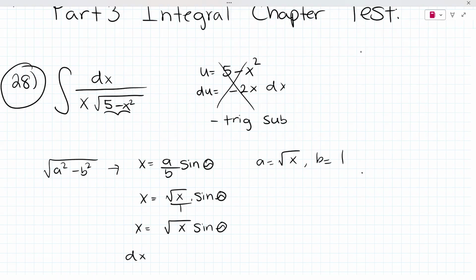And then my dx is going to be, what's the derivative of this? Oops, I made a mistake. My a is not square root of x, it's square root of 5. Okay, so now you know how to take the derivative of this. Square root of 5 is a constant, so you just take that out and really just take the derivative of sine of theta, which is positive cosine of theta. So dx is square root of 5 cosine theta d theta.